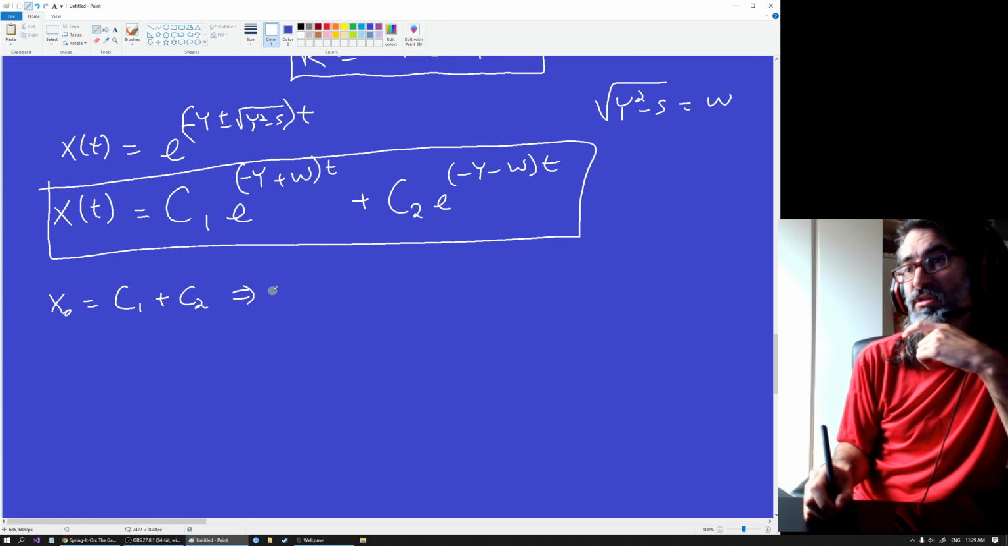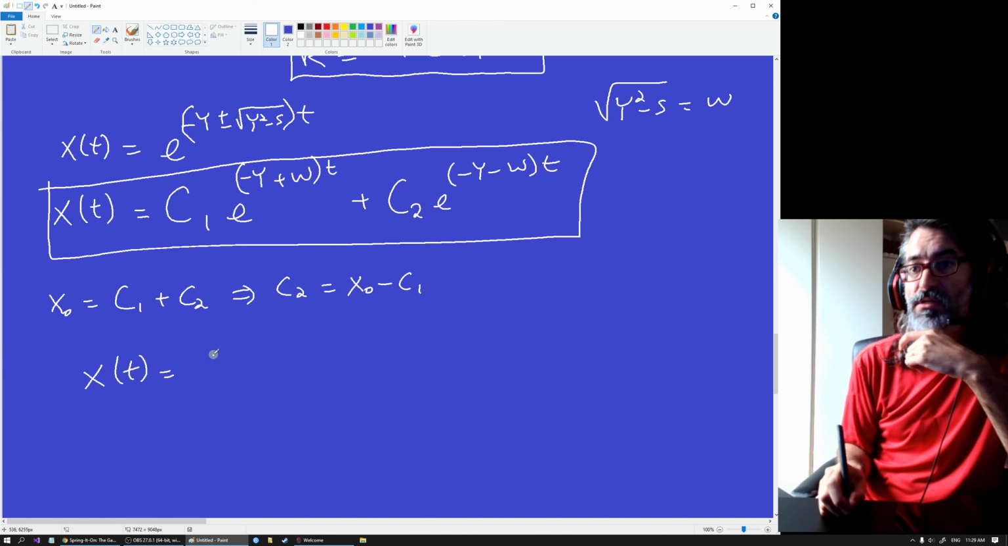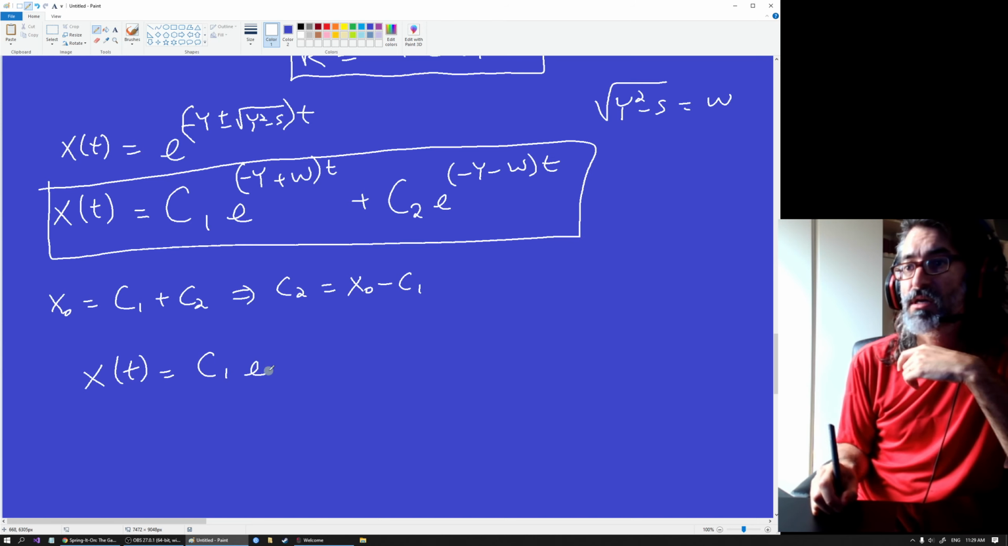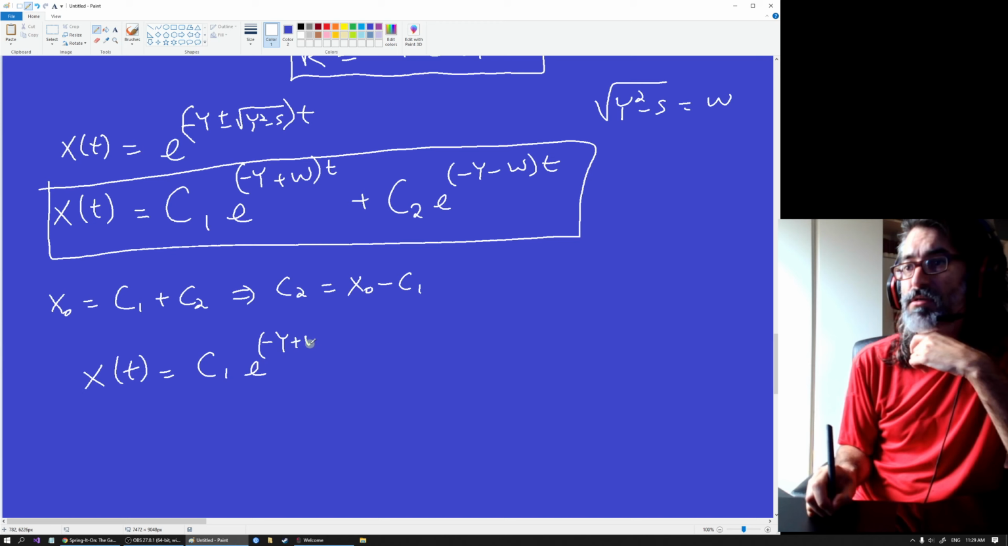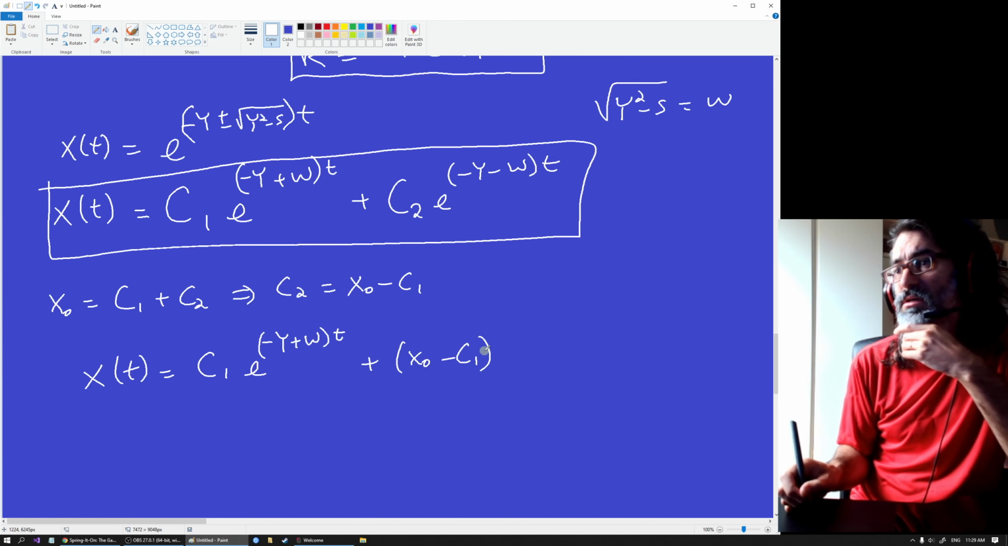So we actually just have one constant, because I can just put c2 equals x0 minus c1. So I can just plug this in here. So let's try that. Now our solution looks like this. x of t equals c1 e to the minus yt plus x0 minus c1 e.